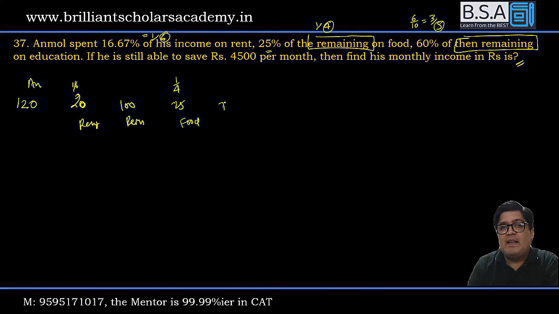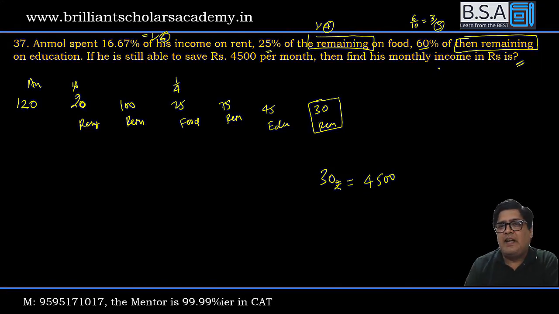So how much is remaining? 75 is remaining. After food, 60% goes on education. So Anmol is a very diligent person, he spends a good amount of money on education. So what is 60% of this? 60% is 3 by 5. 1 by 5, 15. 3 by 5, 45. That goes to education. So how much remains? 30. So we are saying these 30 rupees are in reality equal to 4500.